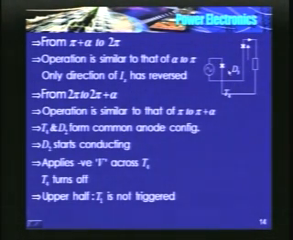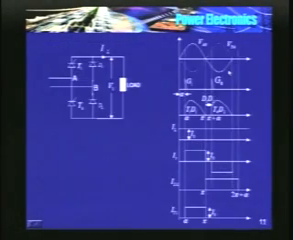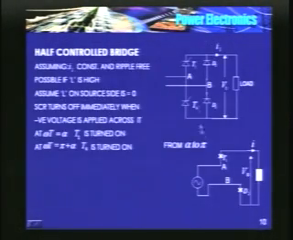So in the first half, from alpha to pi, current was flowing in this fashion, or if I show it in the bridge, it is T1, load, D2. In the second half, source current has reversed, from pi plus alpha to 2 pi, it enters through D3, the load, and T4 and goes back.